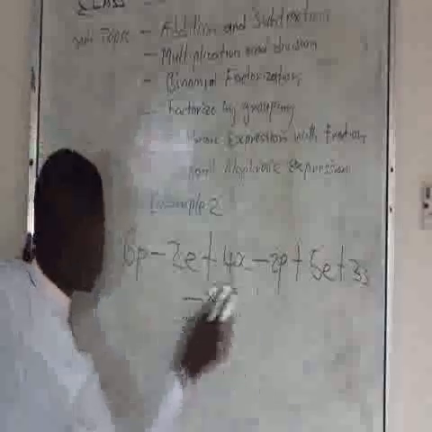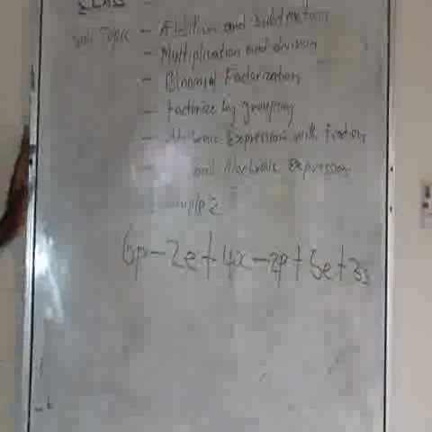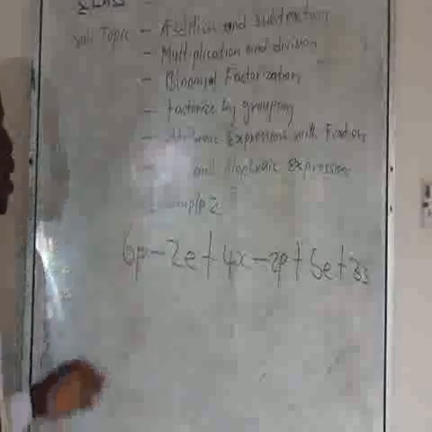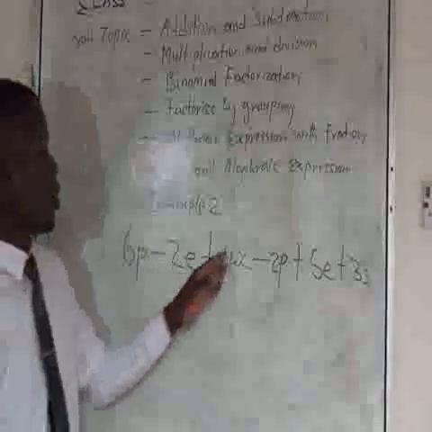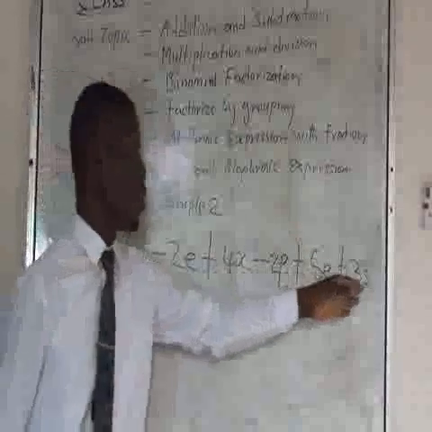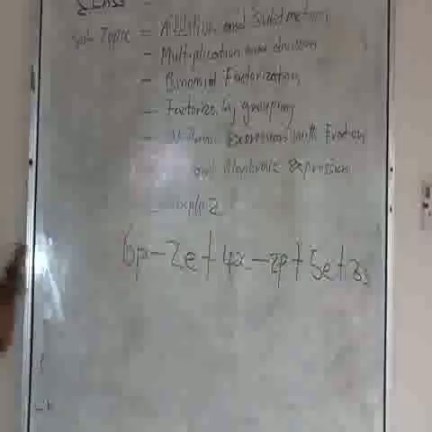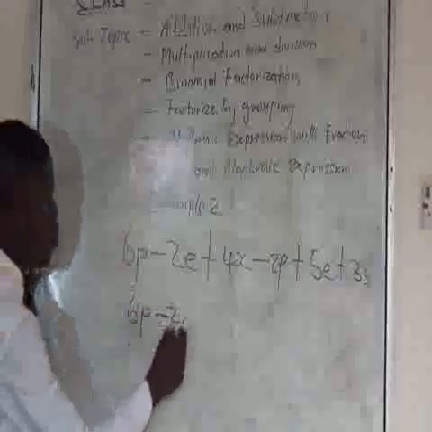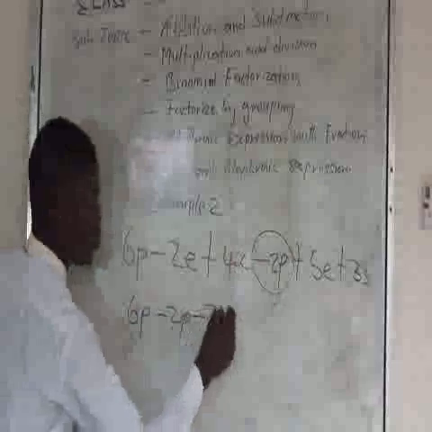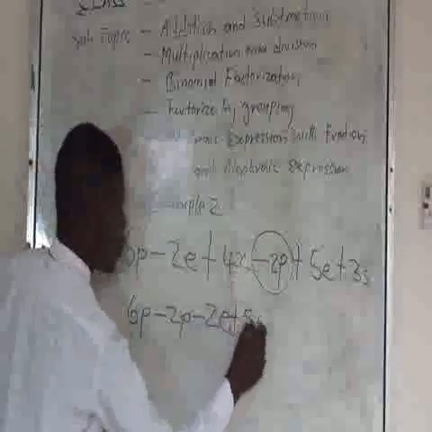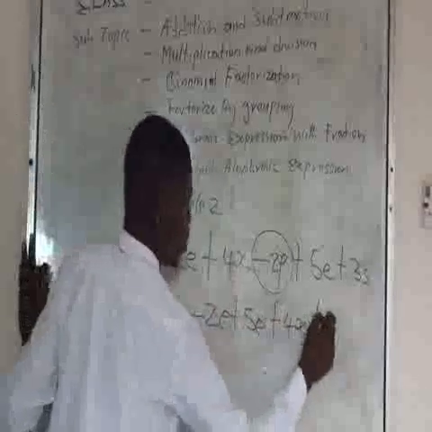Please, let's solve. We collect items, we group them according to their maybe father's house, as the case may be, or according to the fruits. This one may represent apple, mango, orange, and this one may represent pear. Let's group it according to their representation. 6p minus 2p, because this minus here belongs to this p, then minus 2e plus 5e plus 4x plus 3x.